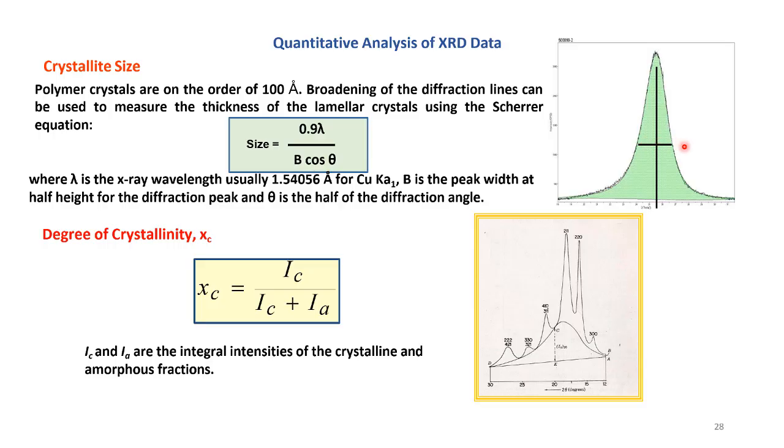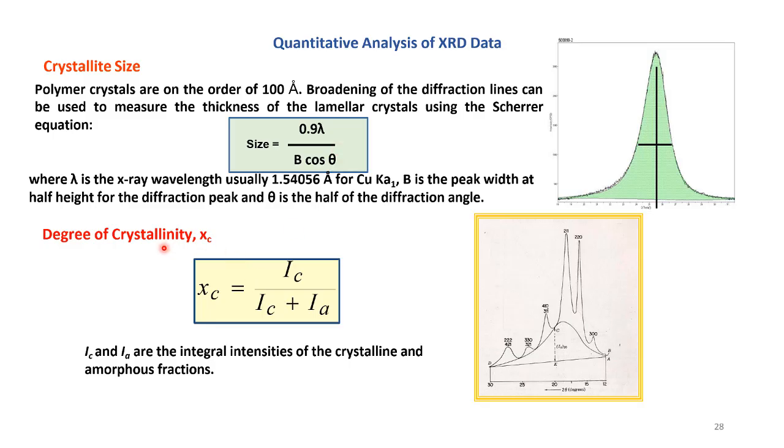So that is the width, that is B, which we will put here, and the cos theta, theta is the angle at which the maximum intensity is coming, and this is the half reflection angle. So if it is coming at 60 here, then we will take 30 degrees here.